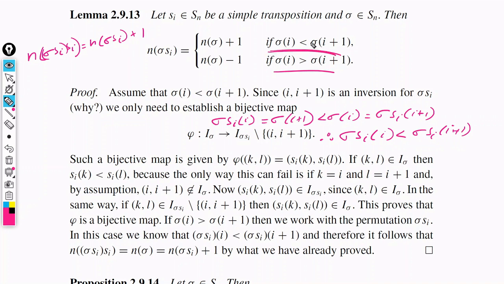Think about our case 1. In our case 1, sigma is a permutation satisfying this condition. Here, instead of sigma, sigma s_i satisfies the same condition. So in case 1, we are going to replace sigma by sigma s_i. So what happened? The left side becomes n of sigma s_i s_i, equal to the right side, n of sigma s_i plus 1. And we know that s_i is a transposition, so s_i is its inverse. So s_i s_i becomes identity, so inside is sigma. So n of sigma equals n of sigma s_i plus 1. So what is n of sigma s_i? That is equal to n of sigma minus 1. That's our second result.